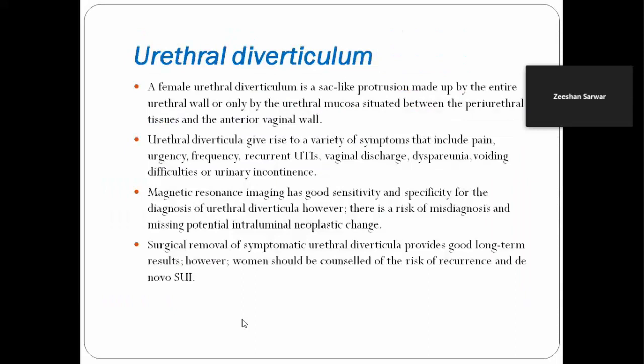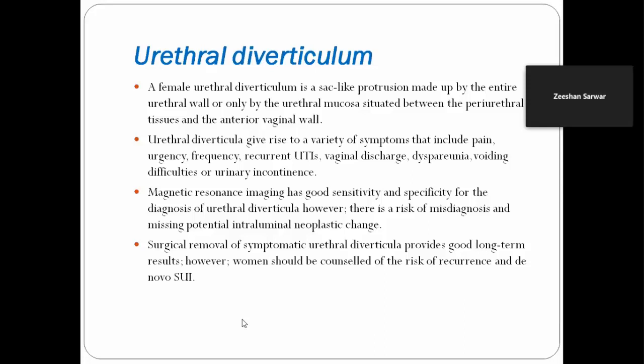Urethral diverticulum. A female urethral diverticulum is a sac-like protrusion made by the entire urethral wall or only by the urethral mucosa situated between the periurethral tissues and the anterior vaginal wall. Urethral diverticula give rise to a variety of symptoms that include pain, urgency, frequency, recurrent UTIs, vaginal discharge, dyspareunia, and voiding difficulties or urinary incontinence.